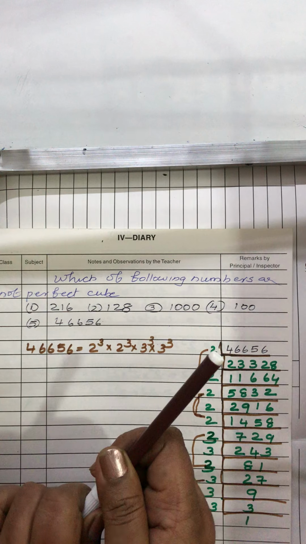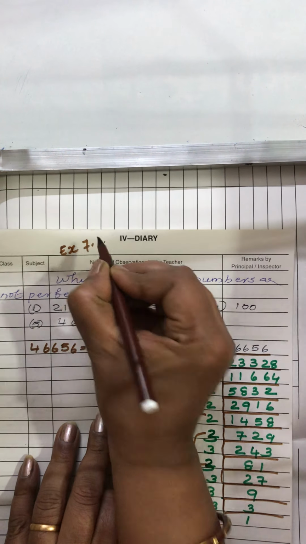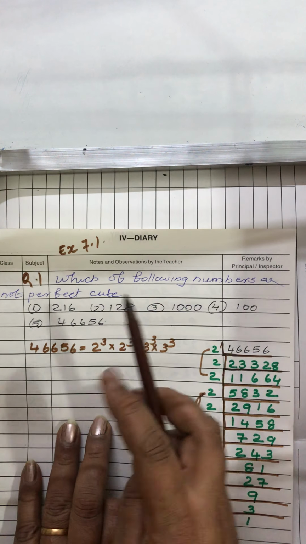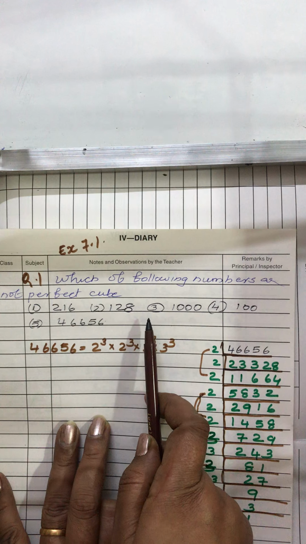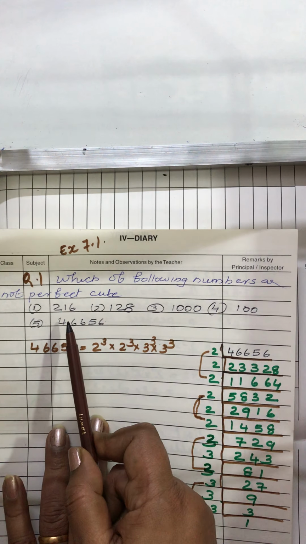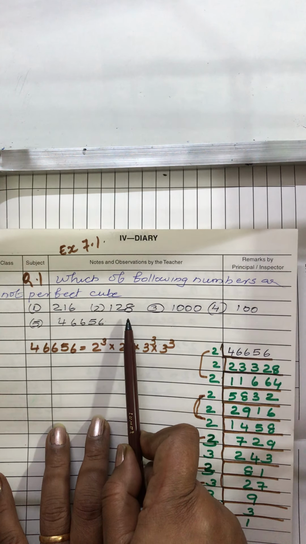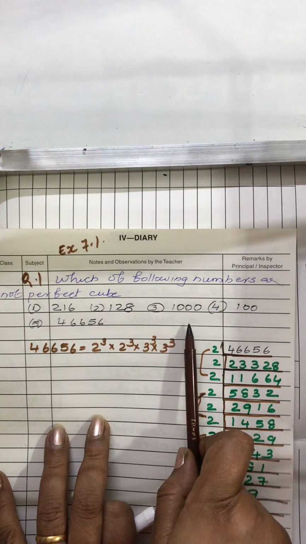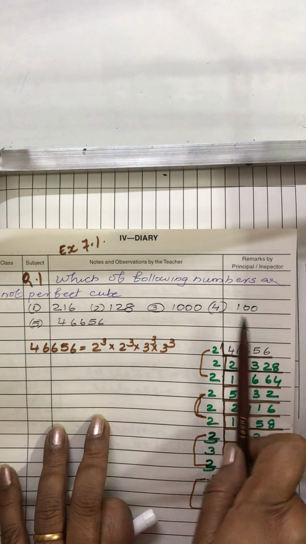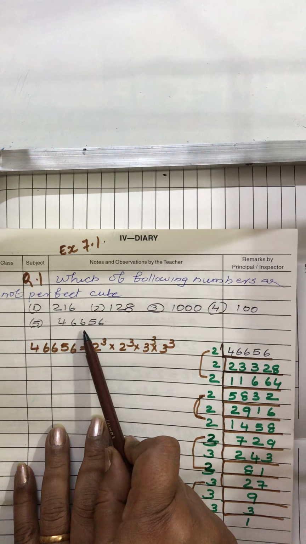This is a question from exercise 7.1, question number 1. Which of the following numbers are not perfect cubes? 216, that question we did. 128 also we did. 1000 is an easy question, it is easy for you to divide. And 100, that also you can do. Then I am just going to do the difficult question.